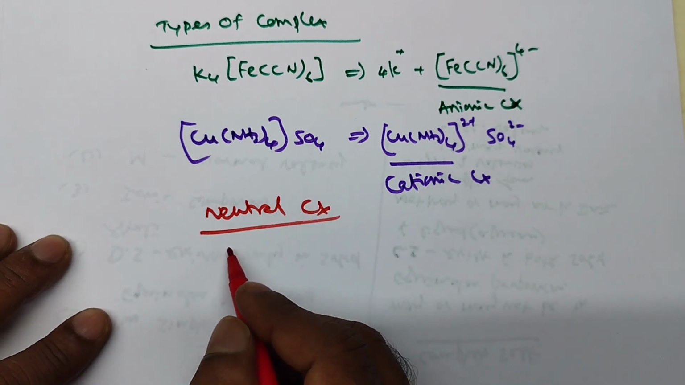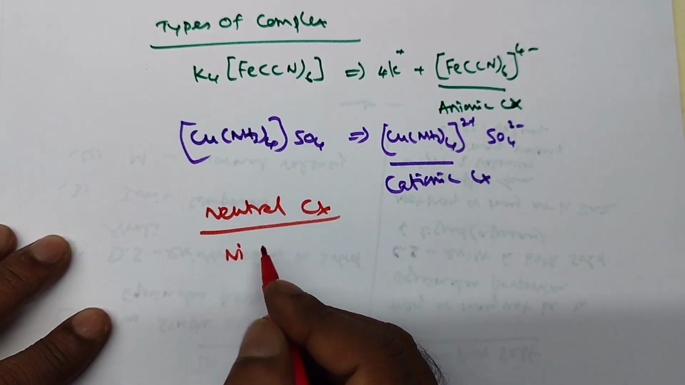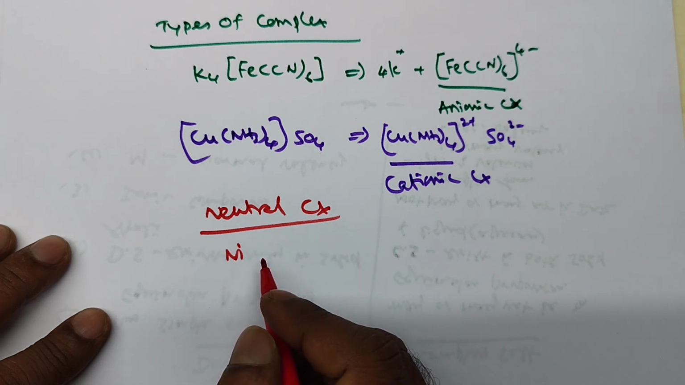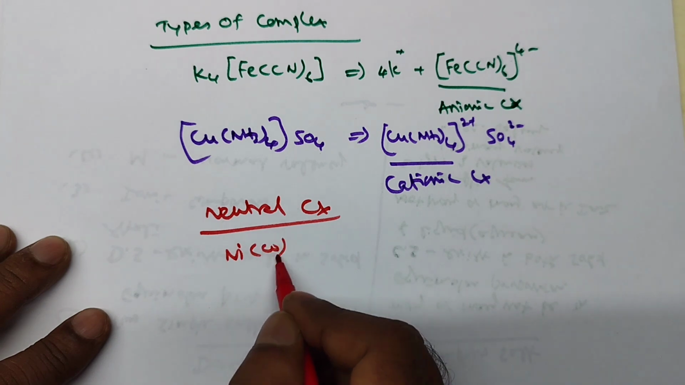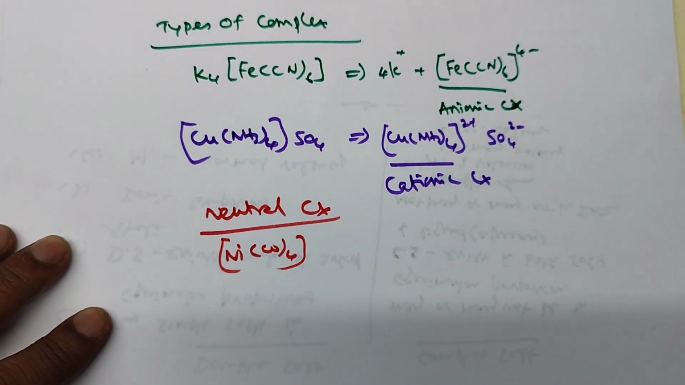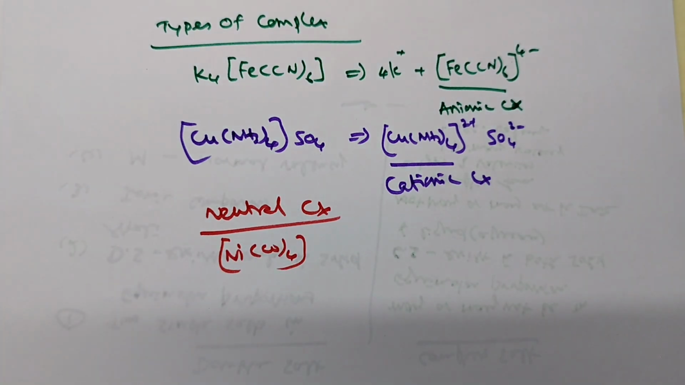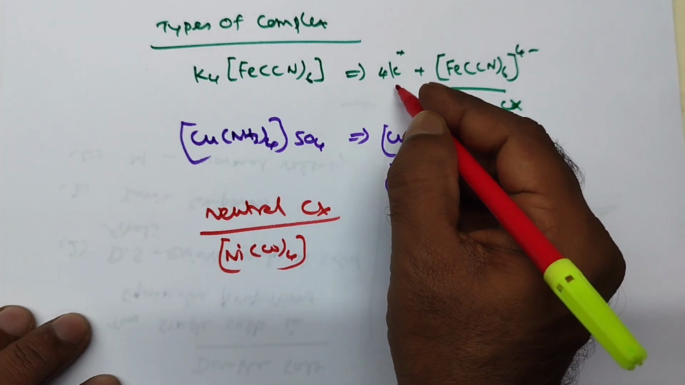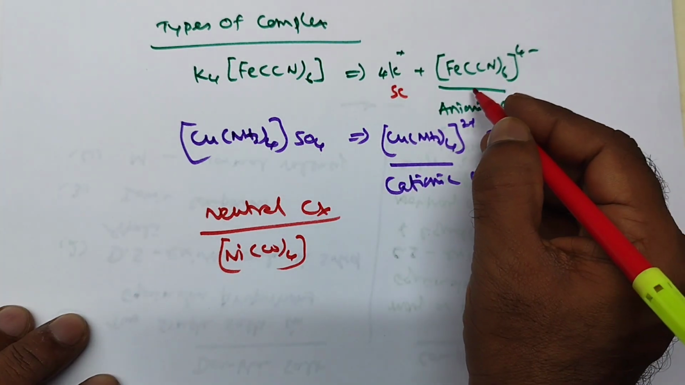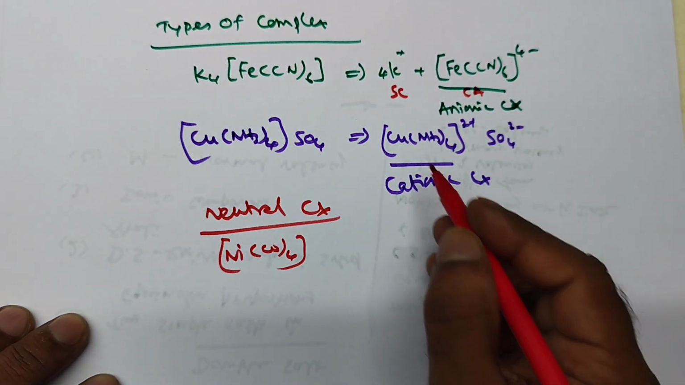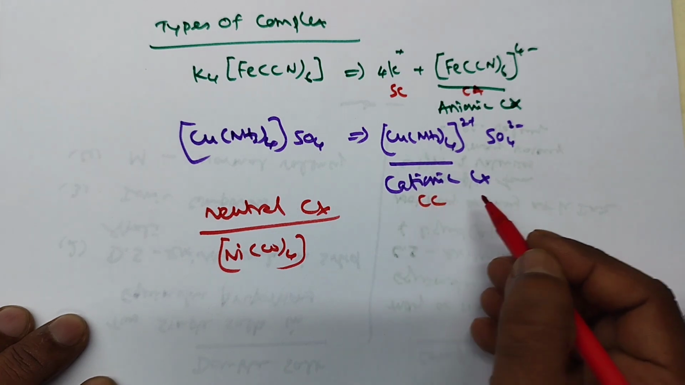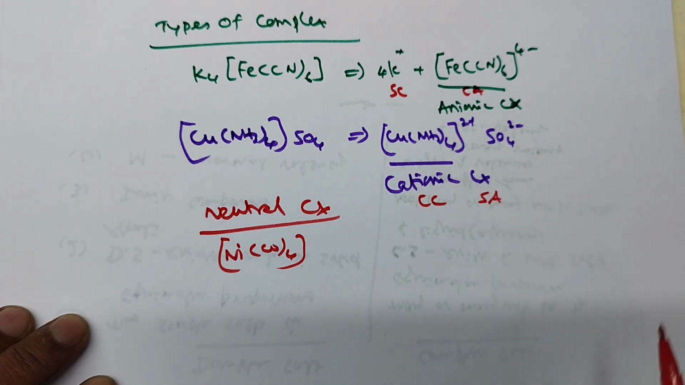Say for example, you can think about Ni(CO)4. We are not putting any charges on this one. This is called an example of a neutral complex. So in all these cases, you can say a simple cation with a complex anion, and here a complex cation with a simple anion. These are the combinations.